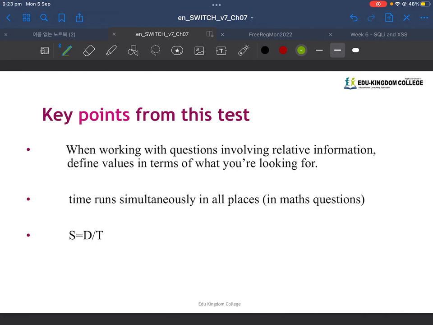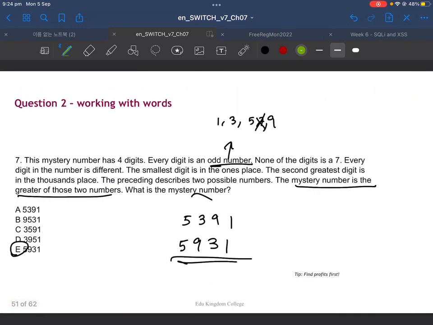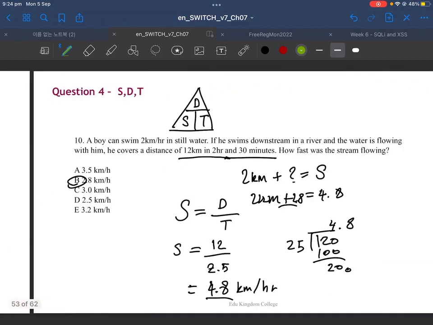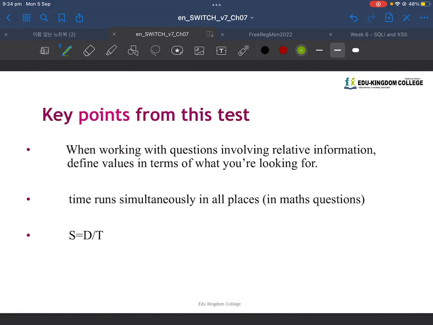All right, point number 2. Time runs simultaneously in all places in maths questions. In this question, you remember that Sydney and Adelaide both show a different time, but even though they indicate different times on the clock, the flow of time in these places is the same. So an hour and 30 in Sydney is the same as an hour and 30 in Adelaide. So you can equally add an hour and 45 minutes onto whatever time you're looking at. So don't get confused with that. The flow of time is the same. So time runs simultaneously in all places.